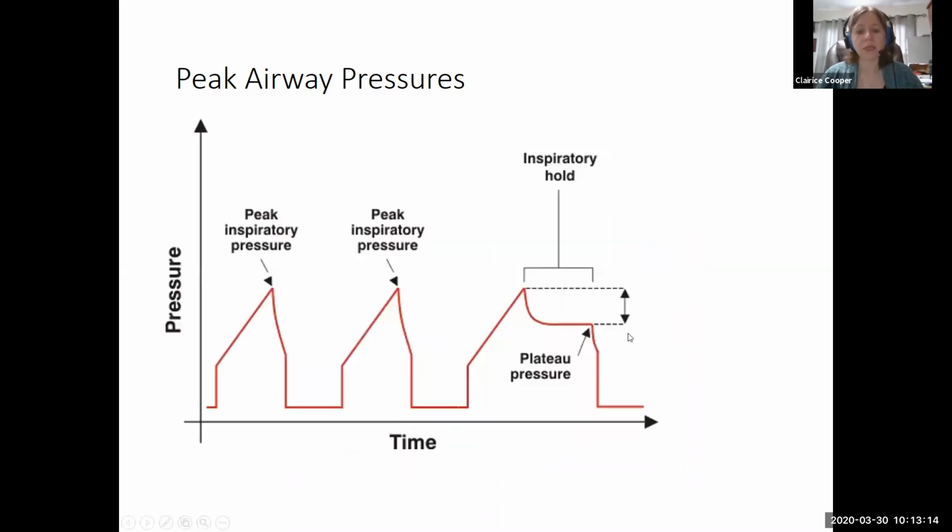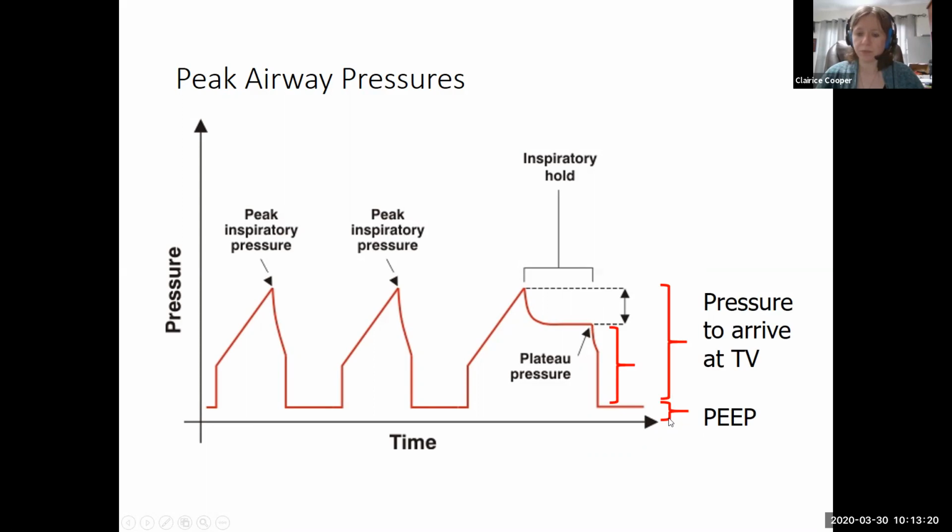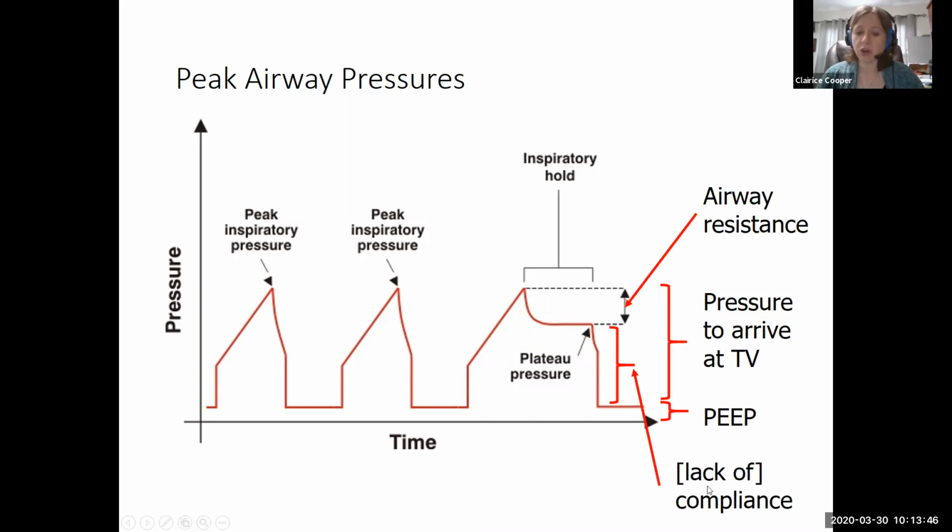The peak airway pressure is a combination of a couple of things. So we start with our PEEP, which is our baseline amount of pressure that's continuously being applied, end of expiratory pressure, and that's our minimum pressure that's always being provided. So that's the first component. And the second component is, like I said, the pressure to arrive at the tidal volume. However, that actually has two components as well. You've got the pressure to overcome lack of compliance in the lung, and you've got pressure to overcome airway resistance.